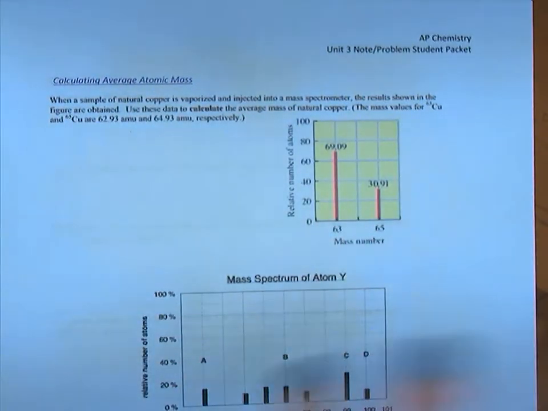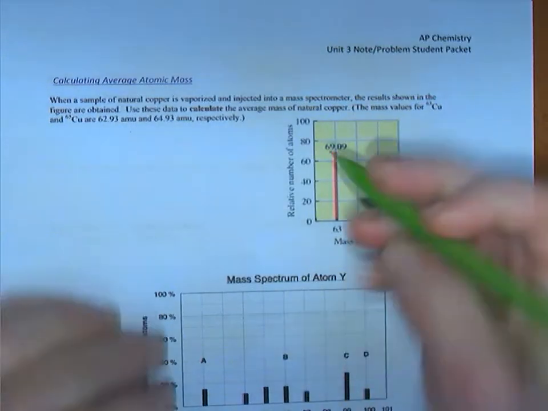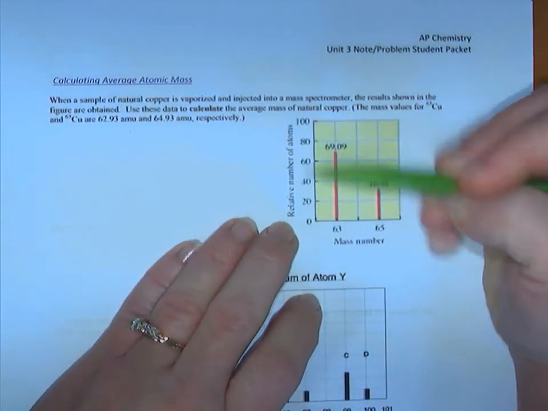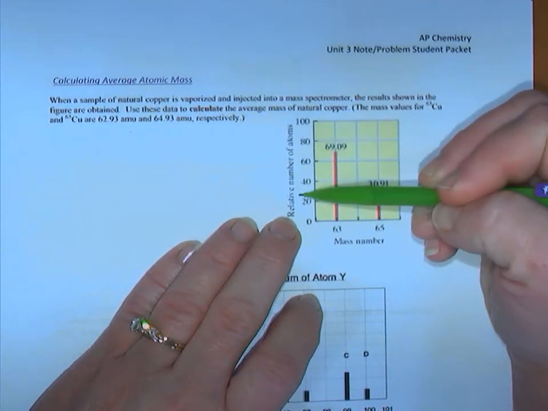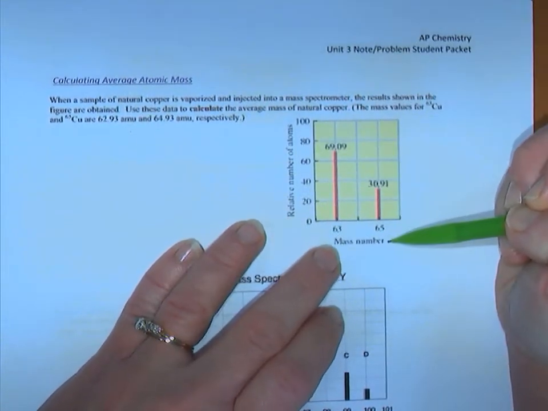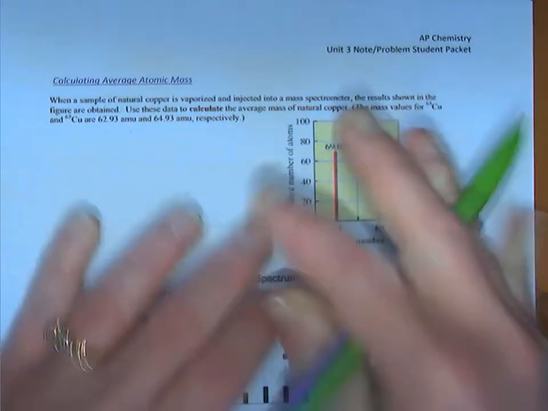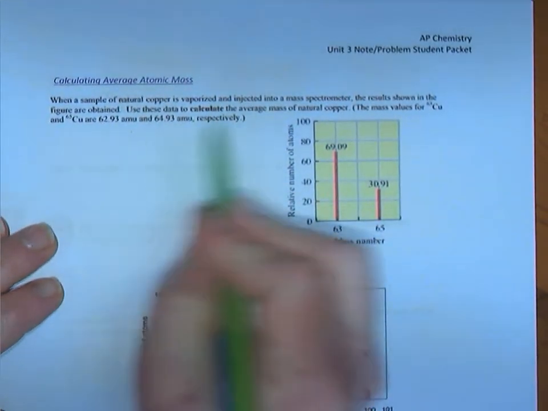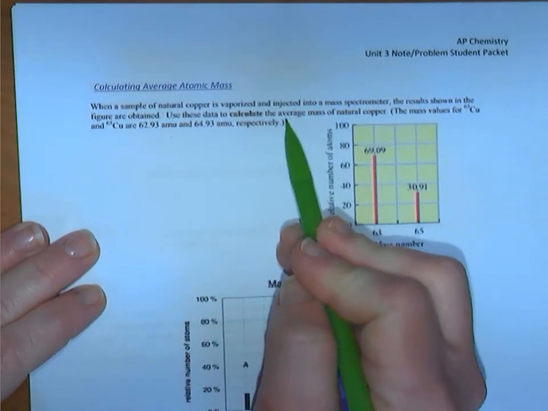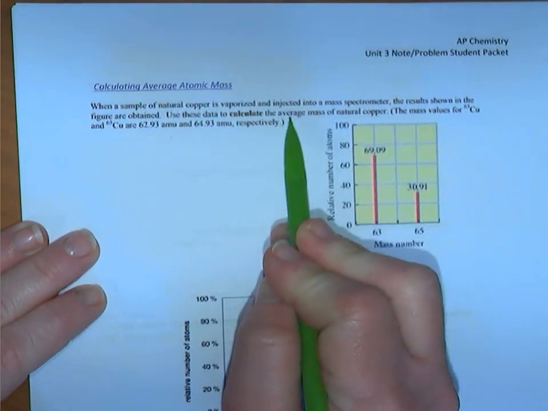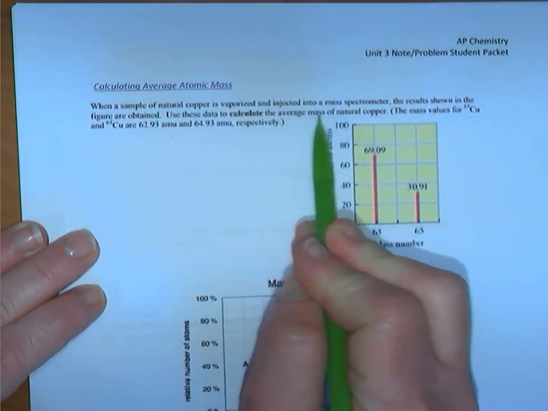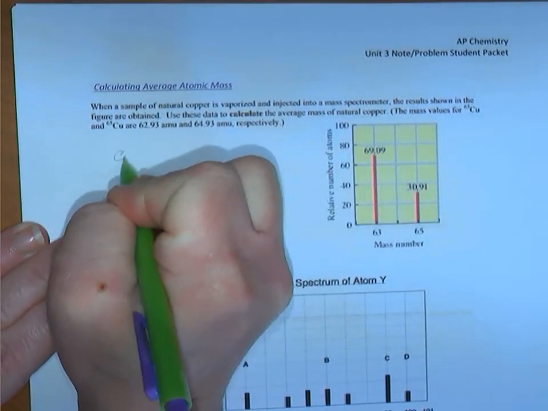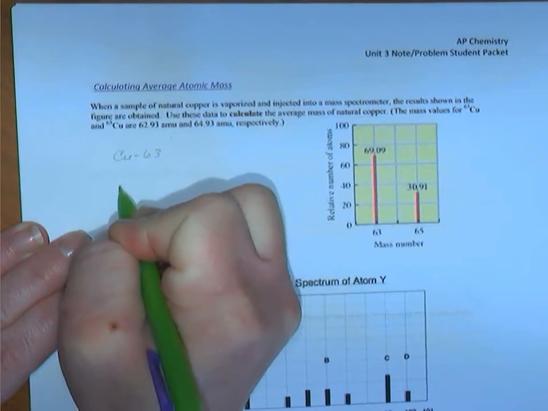That's for later chemistry. It's going to be a graph of number of atoms, or percent intensity, or percent abundance versus mass. That's how we know it's a mass spec. So what we're being asked to do here is to calculate the average mass, which we know would be the average atomic mass of copper. We have two versions, copper-63 and copper-65.